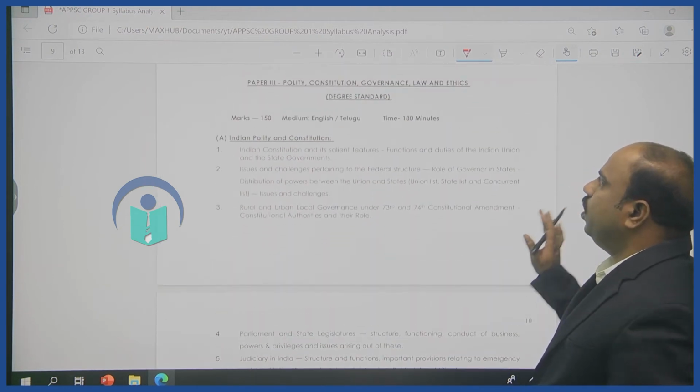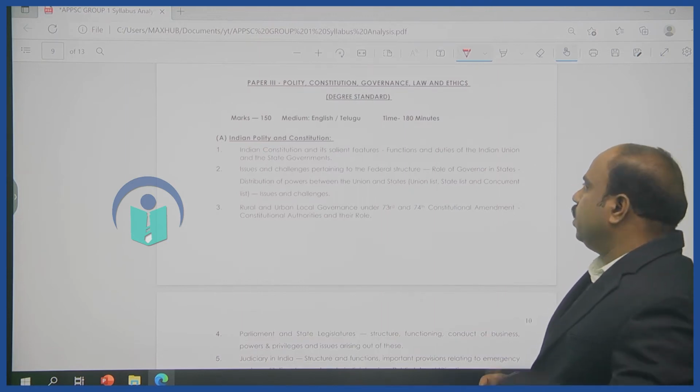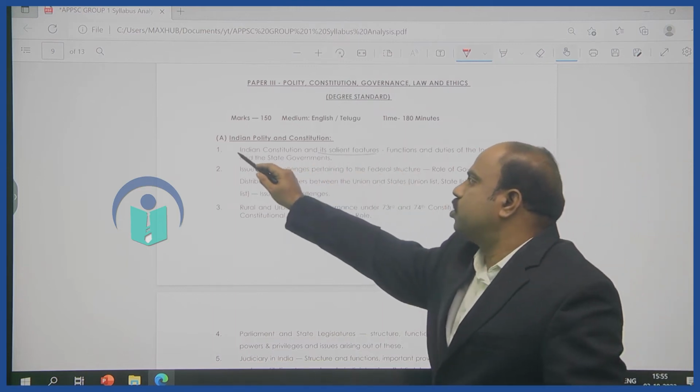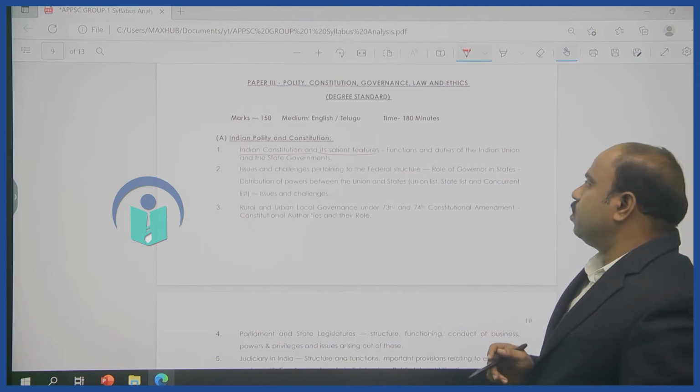Next is polity, constitution, governance, law and ethics. Here in the constitution we need to learn about the constitution and its features, nothing but the salient features of the Indian constitution.